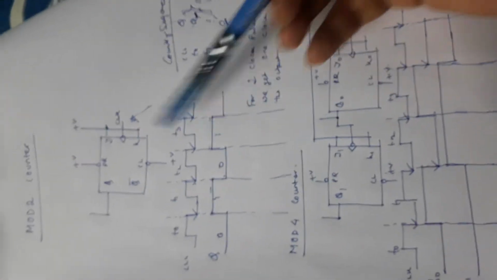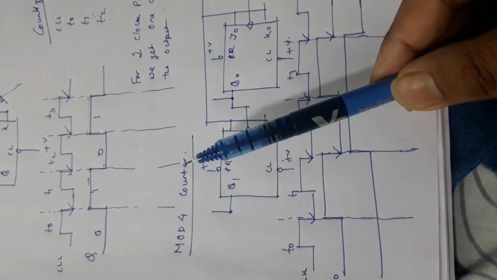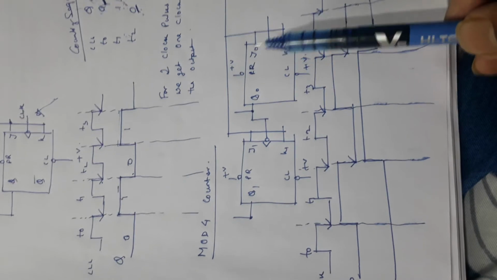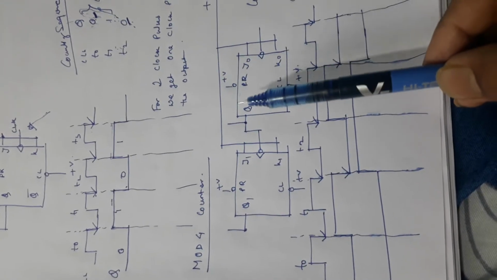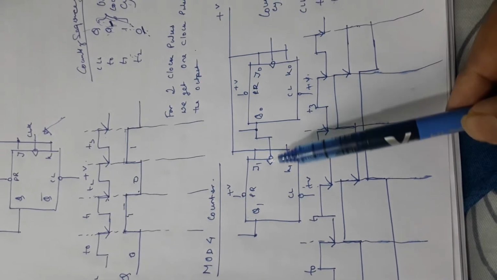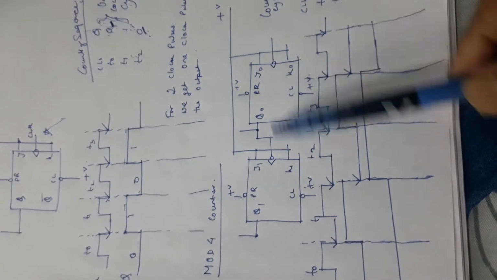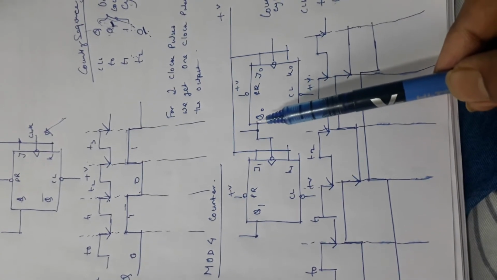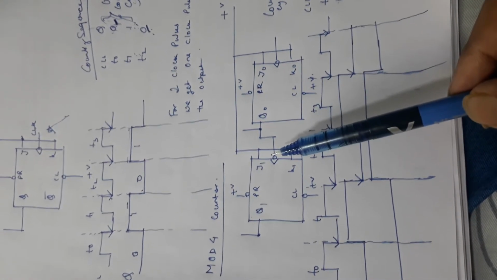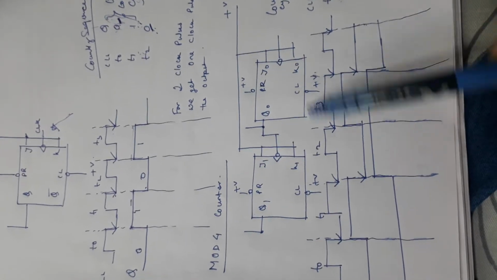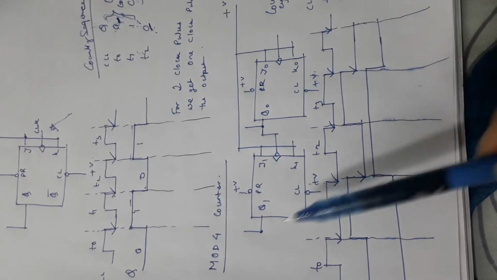Now let us move on to the next counter, which is the mod 4 counter. If we cascade the output of one mod 2 counter to another mod 2 counter, both being mod 2 counters, and we give the output of one to the other, it becomes a mod 4 counter. This is a mod 4 counter.